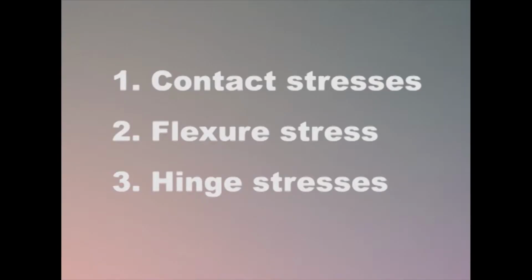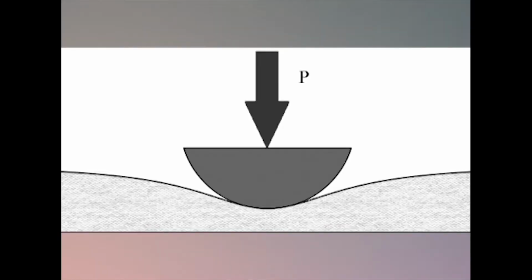There are three distinct phases of impact fracture: contact stress, flexure stress and hinge stress, although the actual physical appearance of the fracture will be determined by the one which is dominant. Contact stresses are generated at or very close to the point of application of the impact force, resulting in Hertzian fracture or in chips along the mouth of the container.